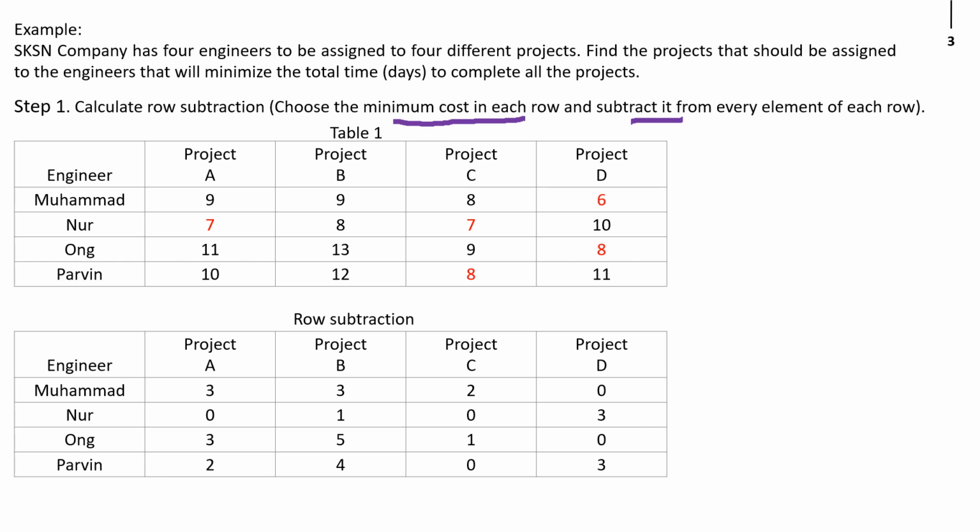So we start with the first row, which is engineer Muhammad. The lowest or the minimum cost is project D, which is 6. Then the value of 6 we subtract from 9, 9, 8, and 6 itself. So the row subtraction will be 3, 3, 2, 0.